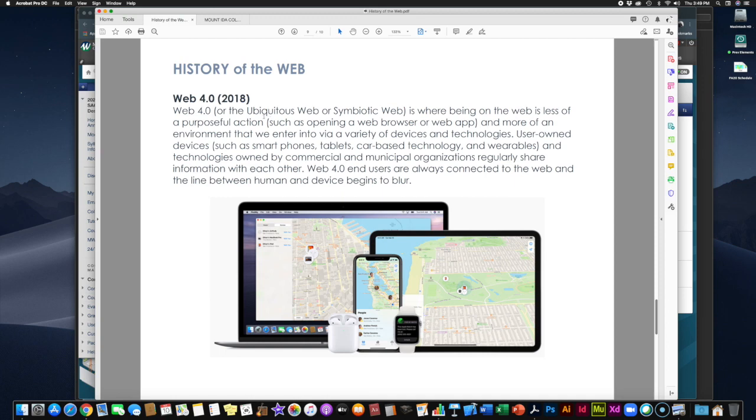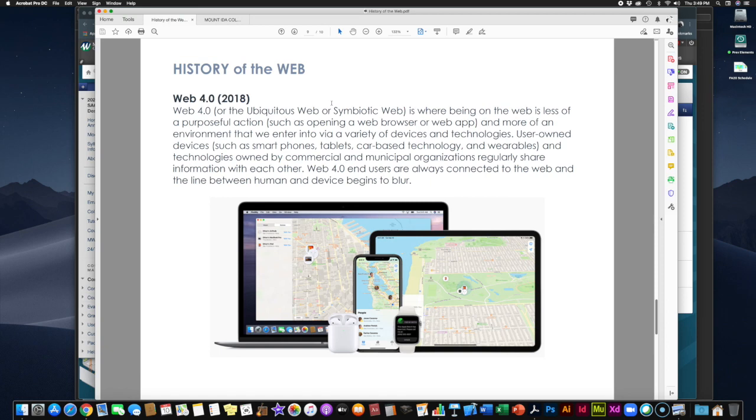And this is referred to as the ubiquitous web or the symbiotic web, where being on the web is less of a purposeful action, such as opening a web browser or a web app, and more of an environment that we enter into via a variety of devices and technologies. What do I mean by that?